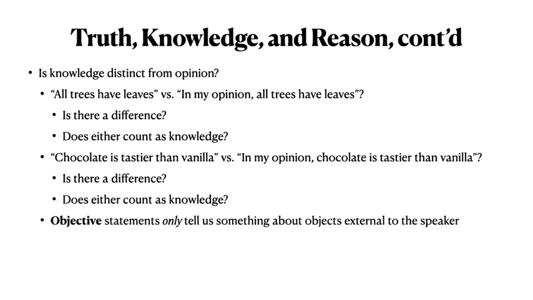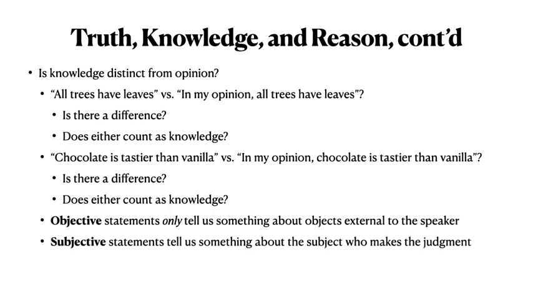For example, objective statements only tell us something about objects external to the speaker. "All trees have leaves" is a statement about trees and leaves, and nothing about that suggests any relevance for who is saying it or what their personal opinion might be. Whereas subjective statements tell us something about the subject who makes the judgment. When I say, in my opinion, chocolate is tastier than vanilla, I'm probably not making an objective statement about chocolate and vanilla at all. I'm probably making a subjective statement about my preference between the two.